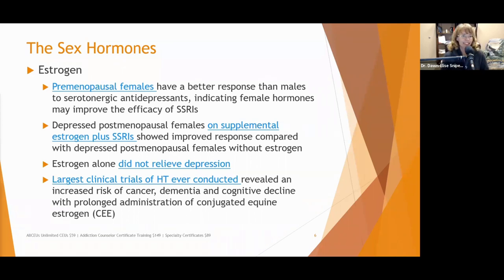One of the downsides with estrogen: the largest clinical trial of hormone therapy ever conducted revealed an increased risk of cancer, dementia, and cognitive decline with prolonged administration of conjugated equine estrogen, or CEE. For a long time, the estrogen supplements that women were taking were conjugated equine estrogen. So we're wanting to look for other more natural, more bioidentical hormone replacement therapies.